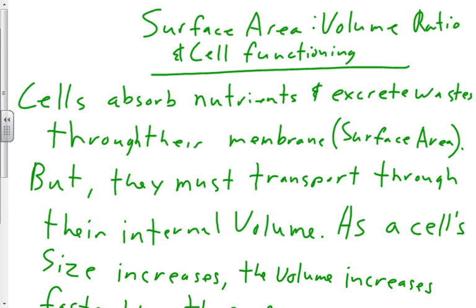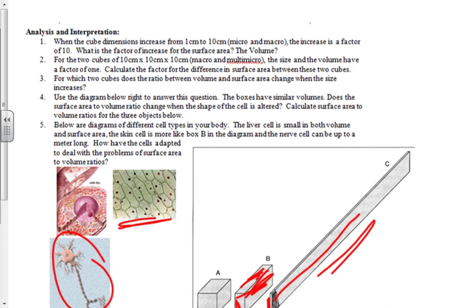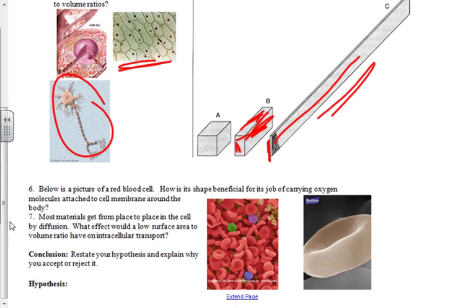All right, then your last 2, which showed up where? Didn't show up. Oh, I pasted, that's right underneath. Okay, 6 is showing red blood cells. You looked at these in the lab. They have that kind of donut shape. They have that donut shape because they dip in the middle where there's no nucleus. Does that dip in the middle affect its surface area to volume ratio? So that's what number 6 is asking. How is its shape beneficial for its job of carrying oxygen molecules attached to the cell membrane? Does having that shape make it better, worse? What's the case there?